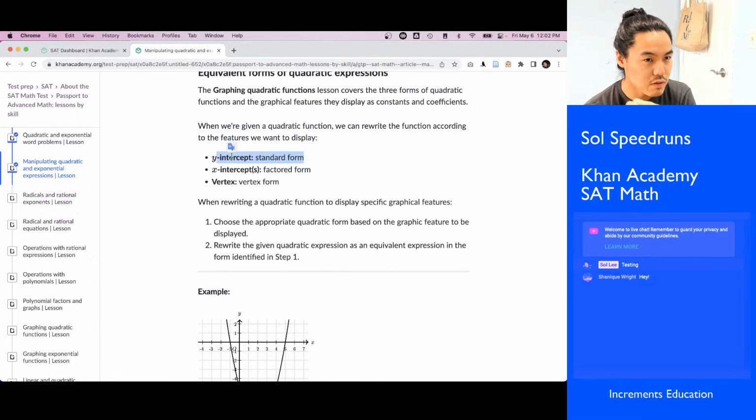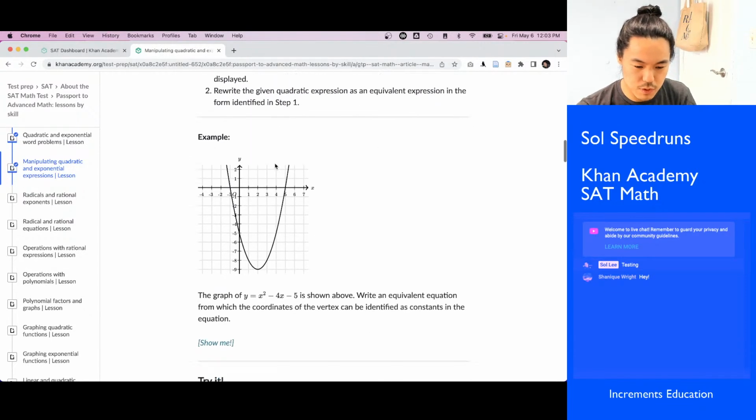And then the vertex form, which is the one that I find a little weird, it's the one where you have like x minus x1 squared plus y1. Is that the actual form? I need to remind myself of the vertex form real quick.